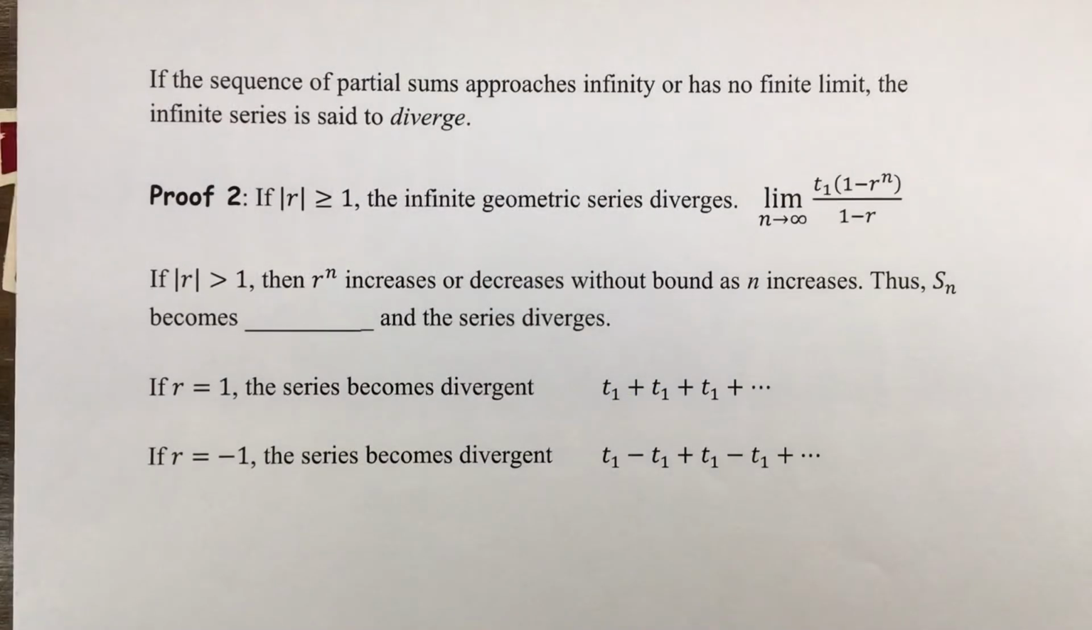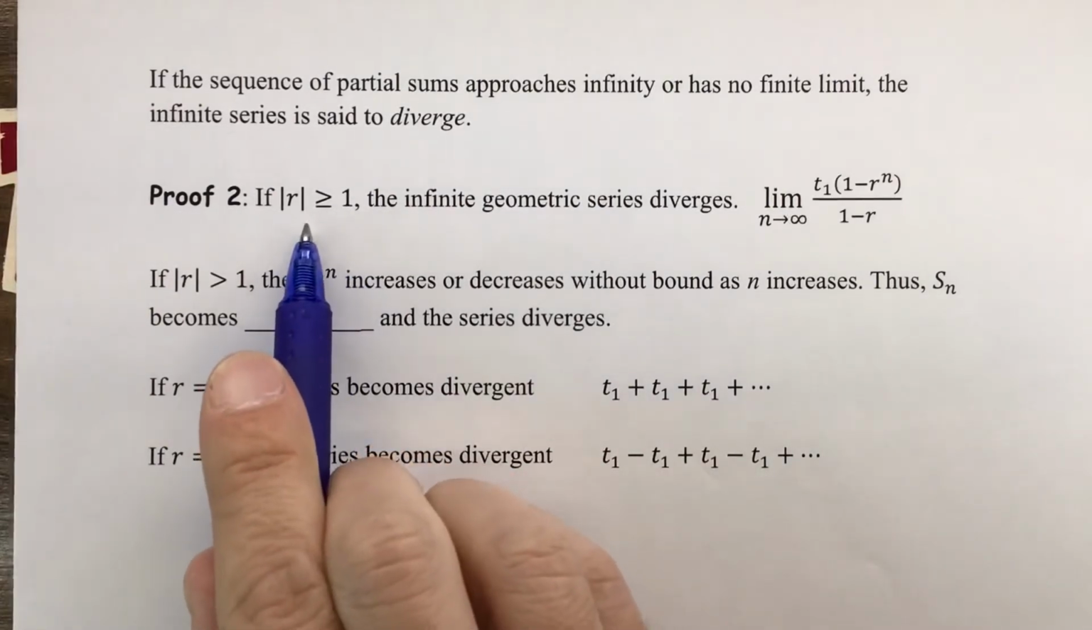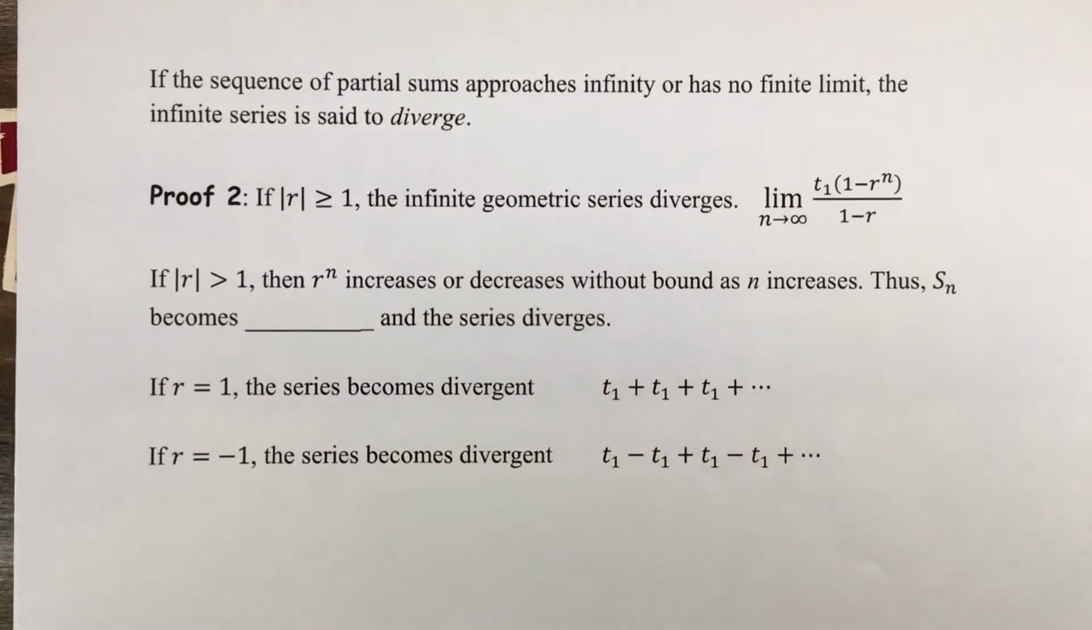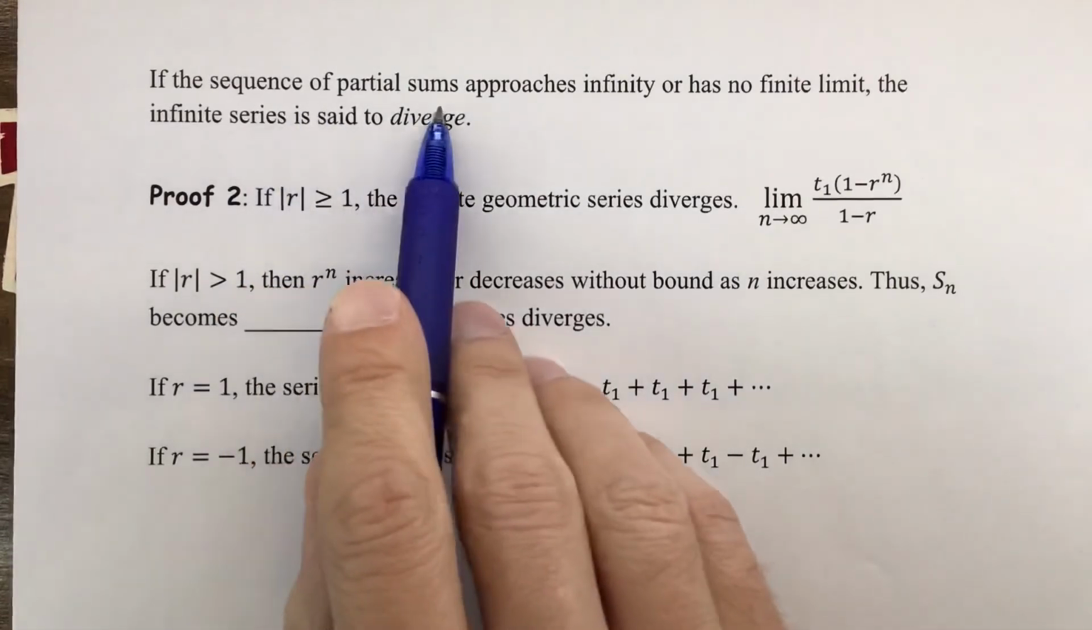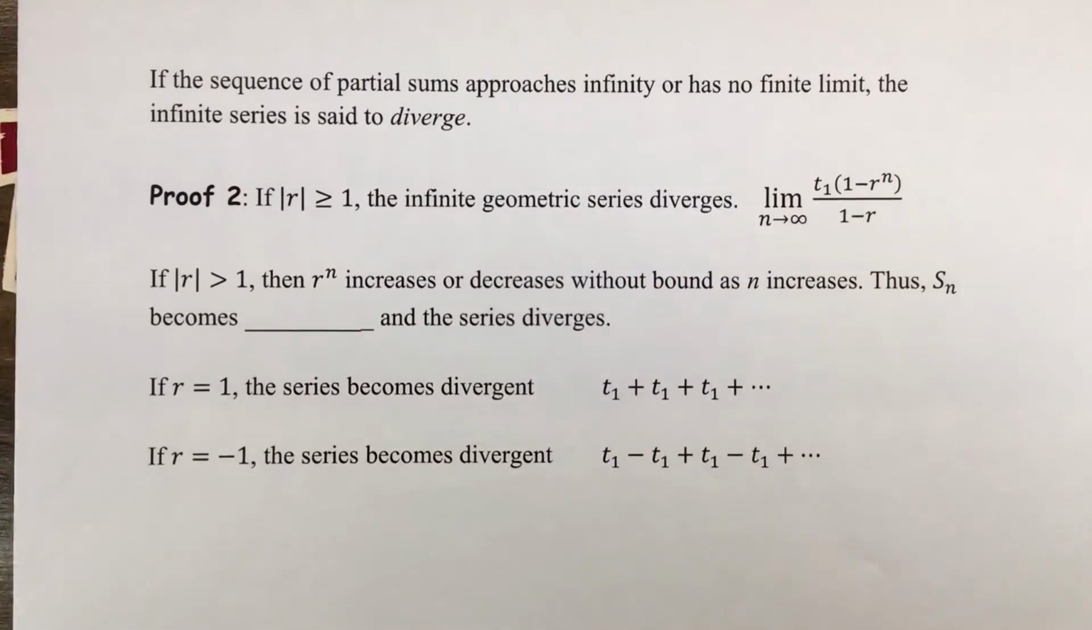So what happens when the absolute value of R is not less than 1? What if it's equal to 1? What if R is 1? Or if the absolute value of R is greater than 1? What happens in that case? Well, if that occurs, then the sequence of partial sums will approach infinity, or it just won't have a finite limit. Okay? And in those cases, we'll describe them as diverging.